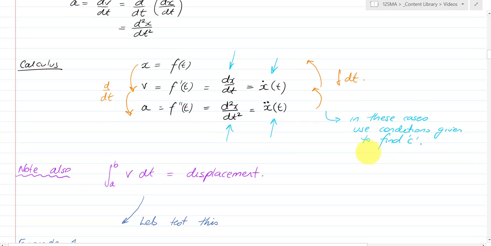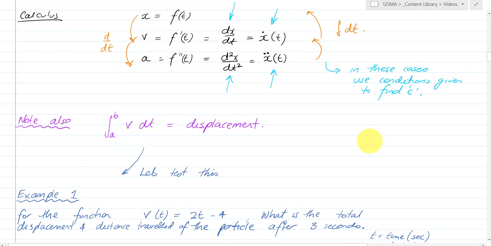Note also that the integral between 2 points, which are usually 2 times because we're doing v to t, is equal to the displacement. And it's important to recognize it's a displacement here, unless you deal with the signed areas, which we've covered in math methods. So you look for the x-intercepts and make all the negative areas positive, in which case you'll be creating a distance calculation. So there's a difference there.